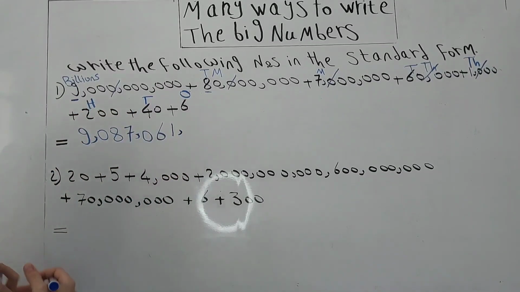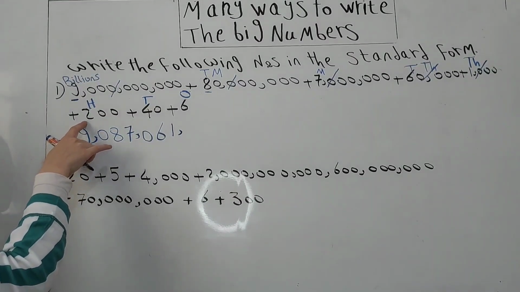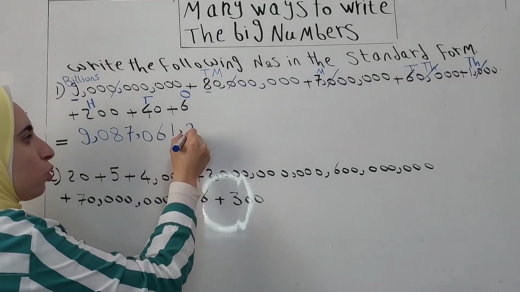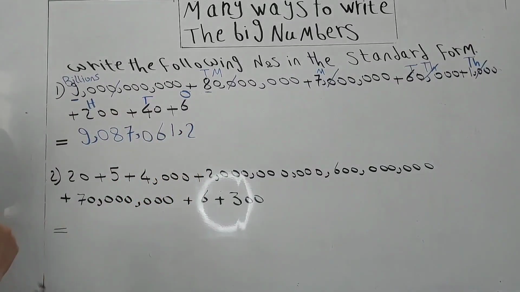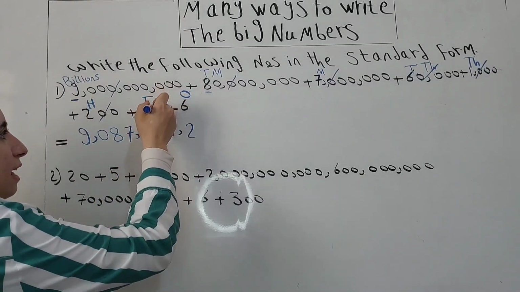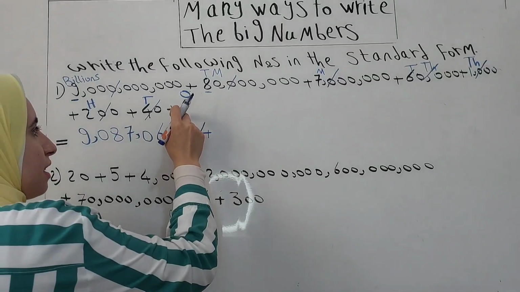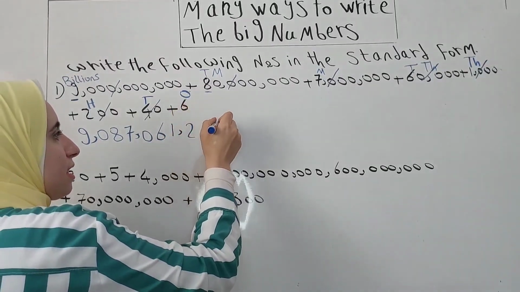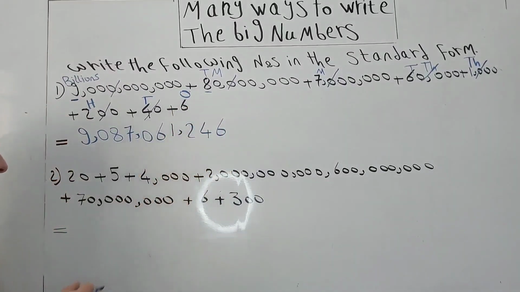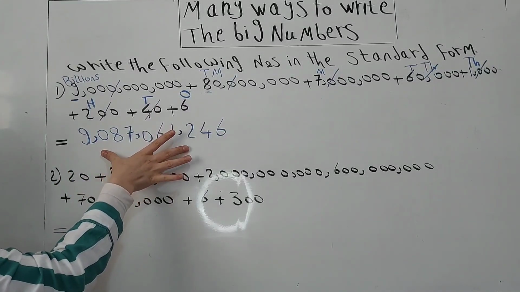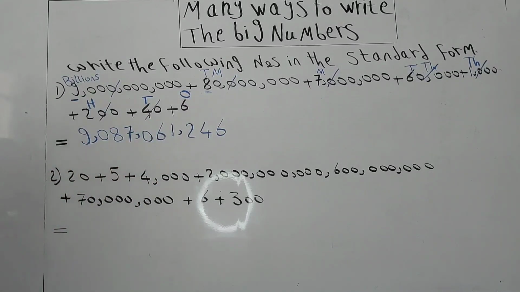Then we go to the first family. The next higher place is hundreds. We find 2. Then we go to the next higher place, the tens place, with 4. Then we go to the ones place with 6, so we write 6. This is the number in the standard form. Let's take another example.